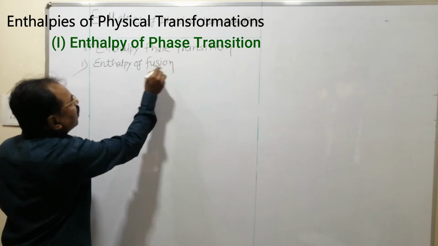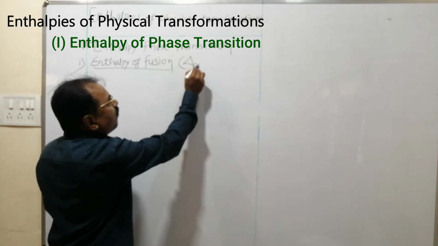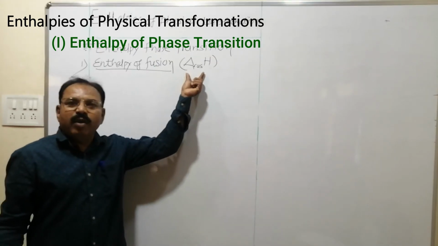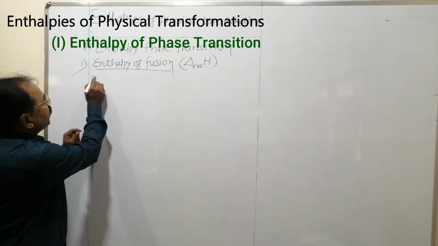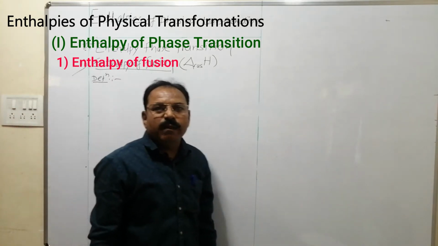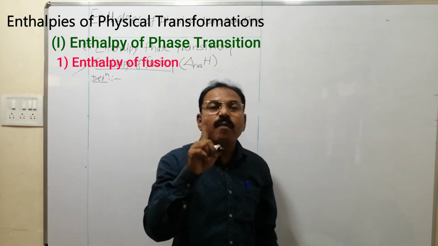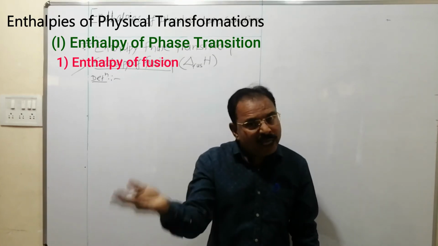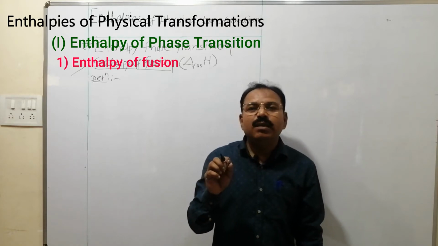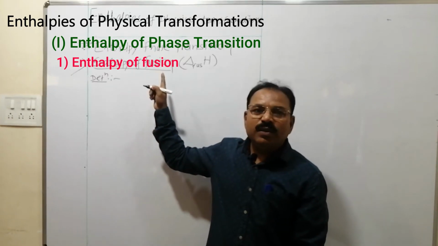It is denoted by delta fus H, capital H. That is the symbol of enthalpy of fusion. Definition. The enthalpy change that takes place when 1 mole of solid is converted into liquid without change in temperature at constant pressure is called enthalpy of fusion.